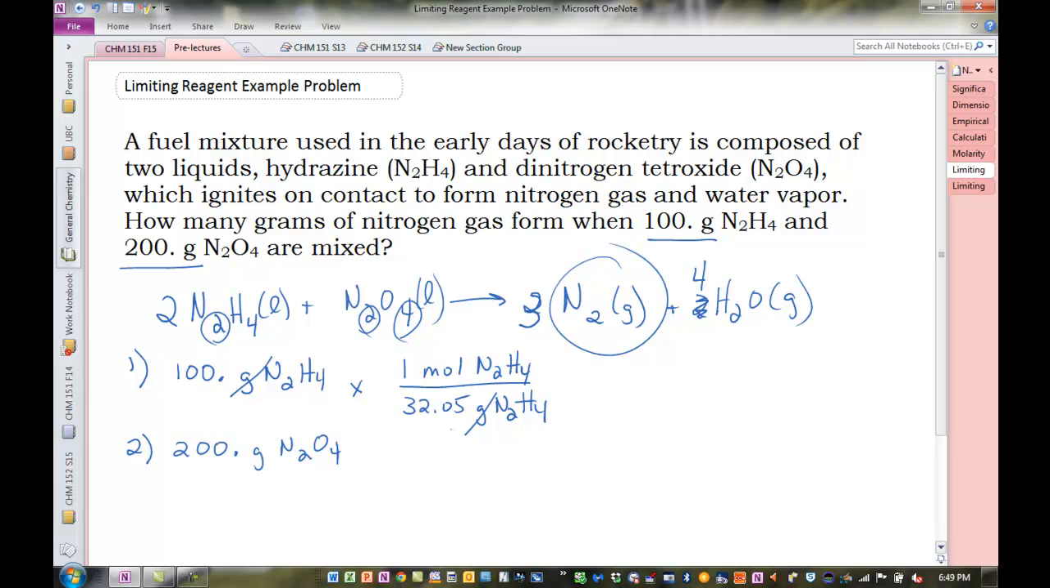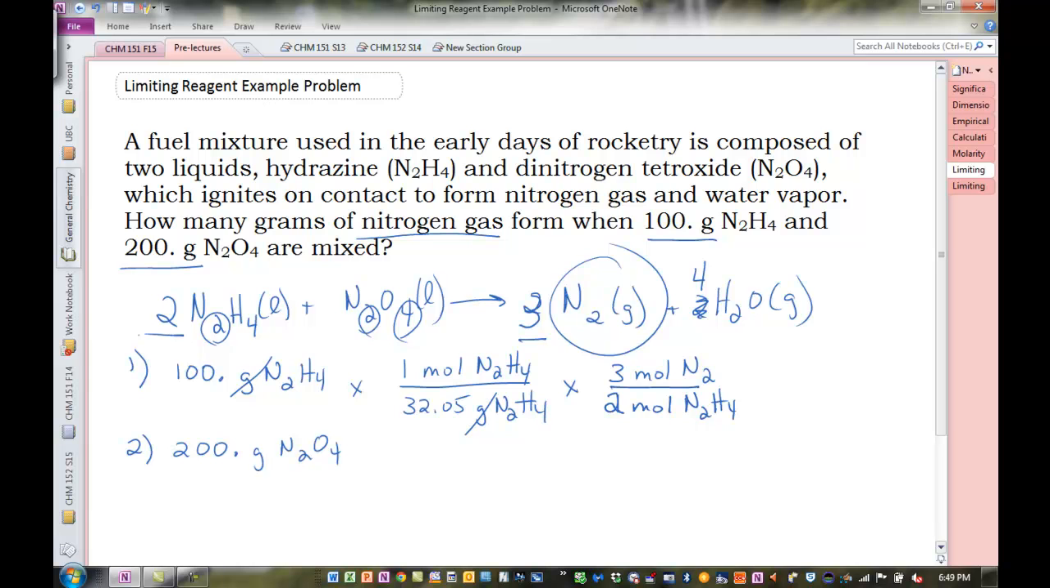Right? We want to go to moles of nitrogen because the problem says how many grams of nitrogen gas form. So we don't want to go to water vapor because that's not what the problem is asking. We're going to nitrogen. So let's use that mole ratio. 3 moles of nitrogen. We just use the coefficient in front of N2 per, oh, not 1 mole, sorry, 2 moles of N2H4. Coefficient of 2 in front of N2H4.